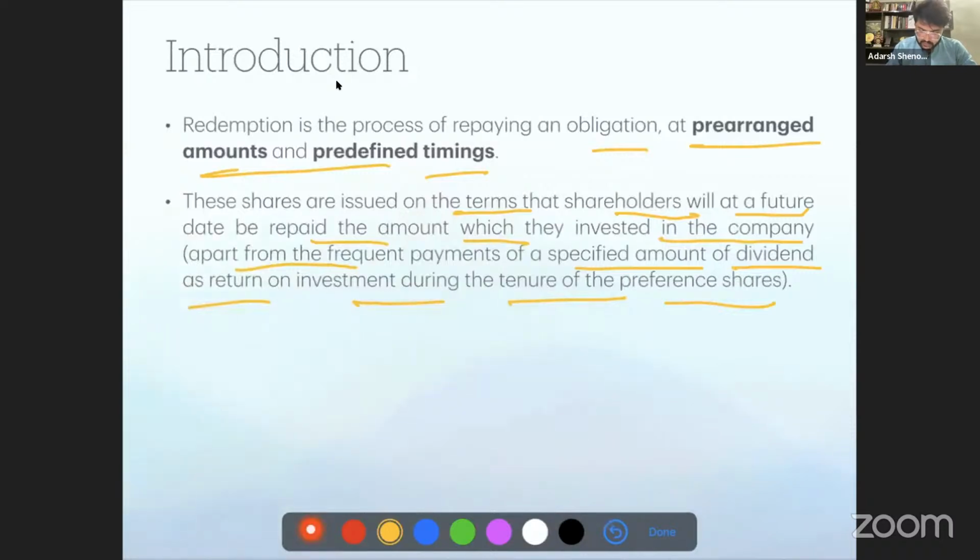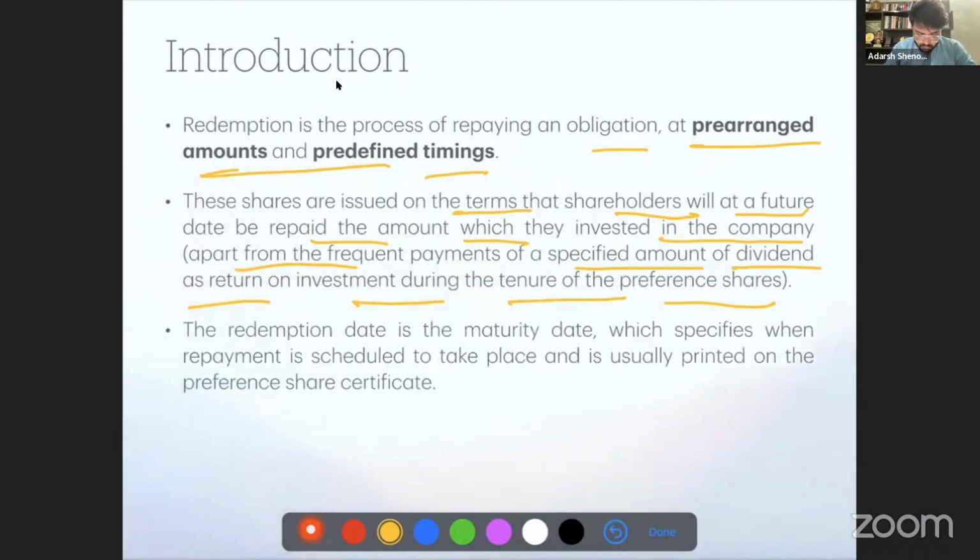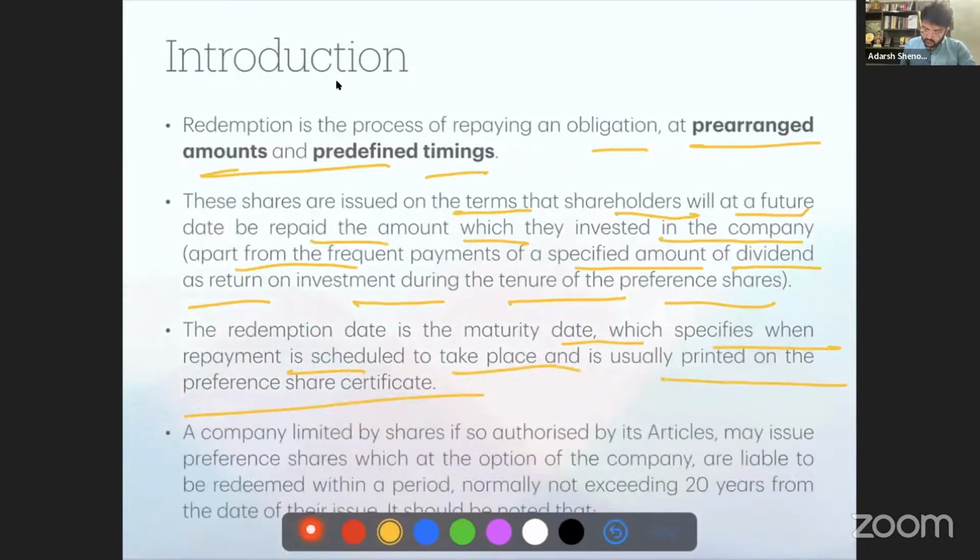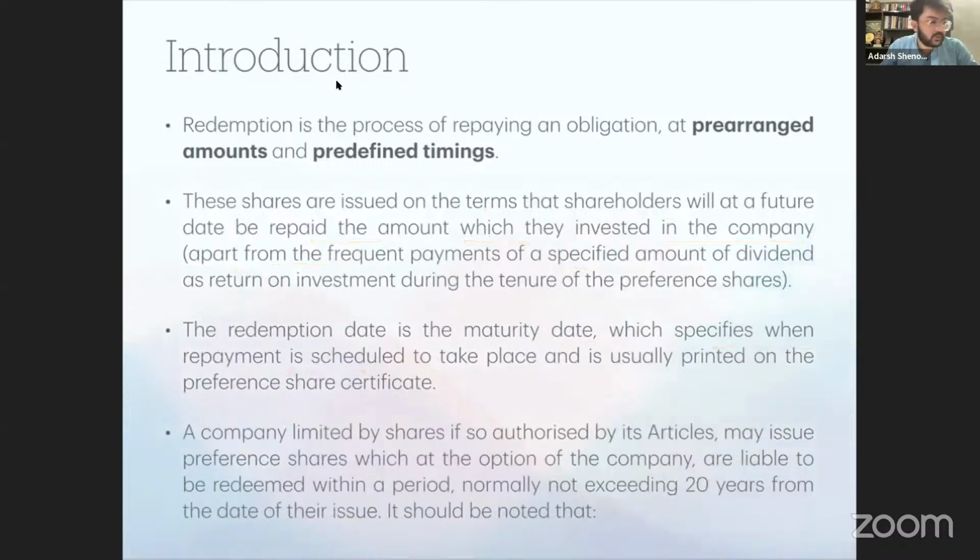So redeemable preference shares are issued on the terms that shareholders will at a future date be repaid the amount which they invested in the company. Of course, apart from that I repay the capital, and also at specified intervals we will be paying dividends to the preference shareholders. The redemption date is the maturity date, which specifies when repayment is scheduled to take place and is usually printed on the preference share certificate.